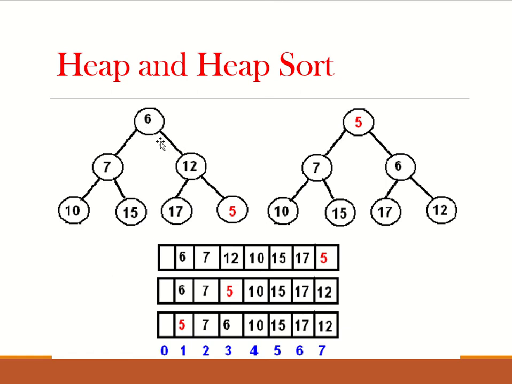So again the heap property is violated. So what do you have to do? You have to shift 5 again. So 5 and 6 will be interchanged. 5 takes the position of 6, and 6 takes the position of 5. The newly created heap, after regaining the heap property, will have its root as 5. So you can see it becomes 5, 7, 6, 10, 15, 17 and 12.